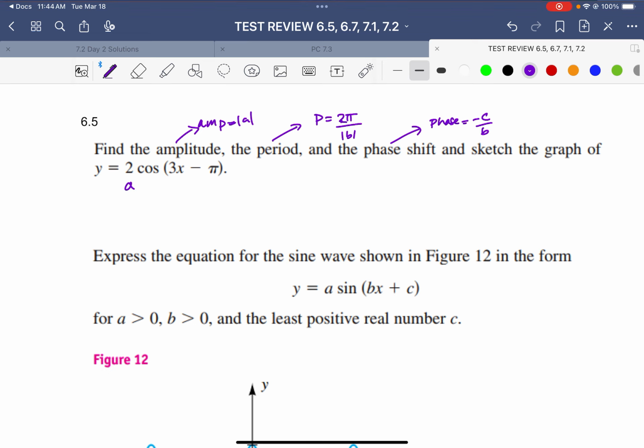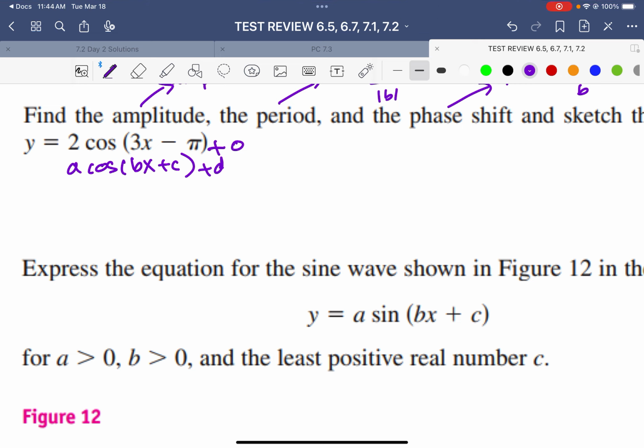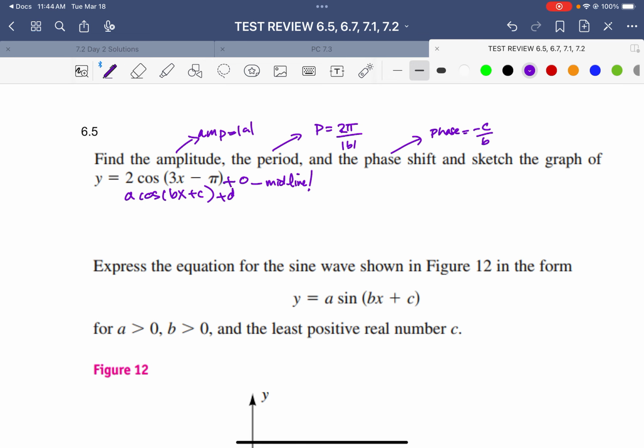So this is A cosine of bx plus c, and then there's a plus 0 here, plus d. Remember that midline, d is often what we refer to as the midline. So here the midline is 0. In this case, our amplitude is absolute value of A, which is absolute 2, which is 2. Our period is 2 pi over absolute B, so it's 2 pi over 3.